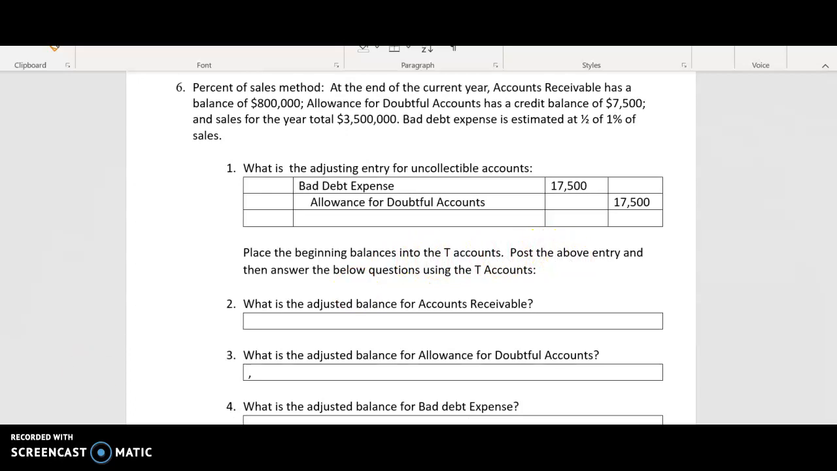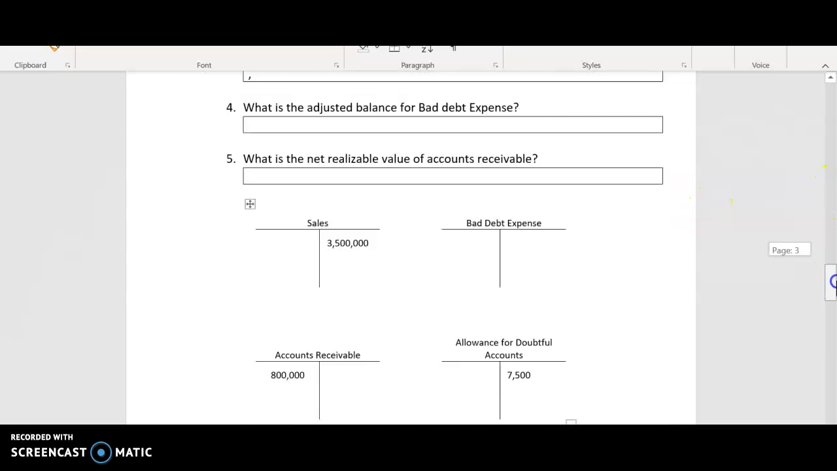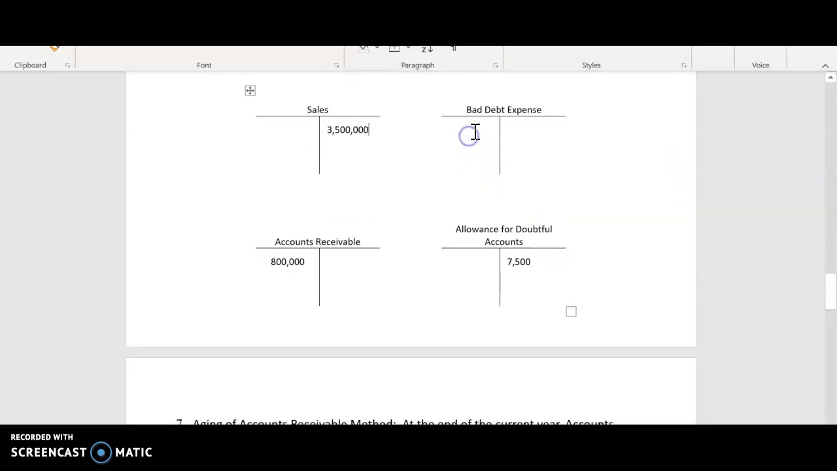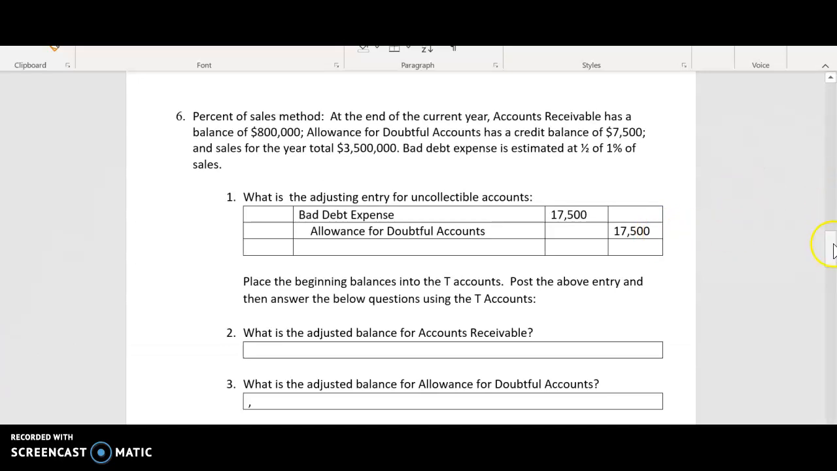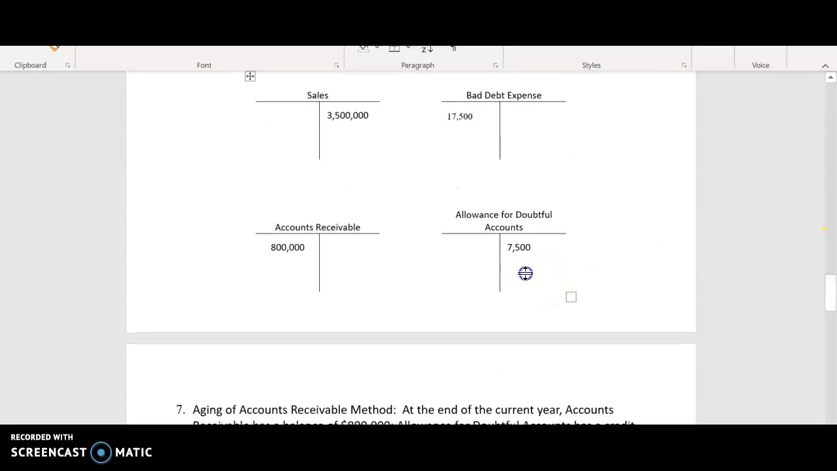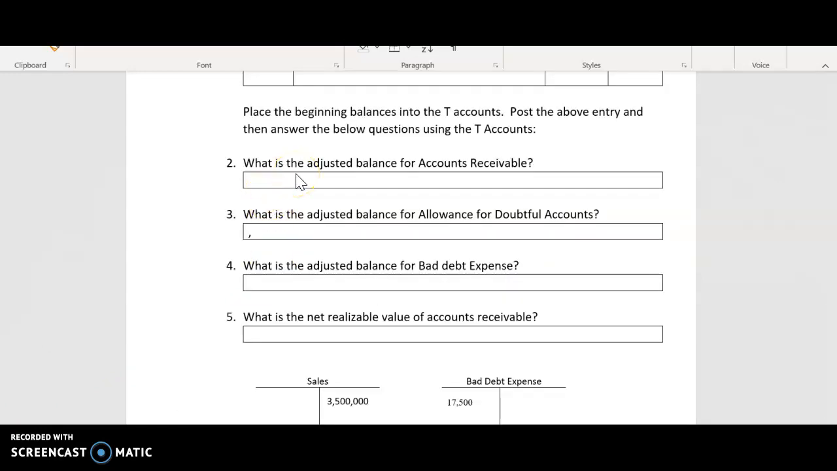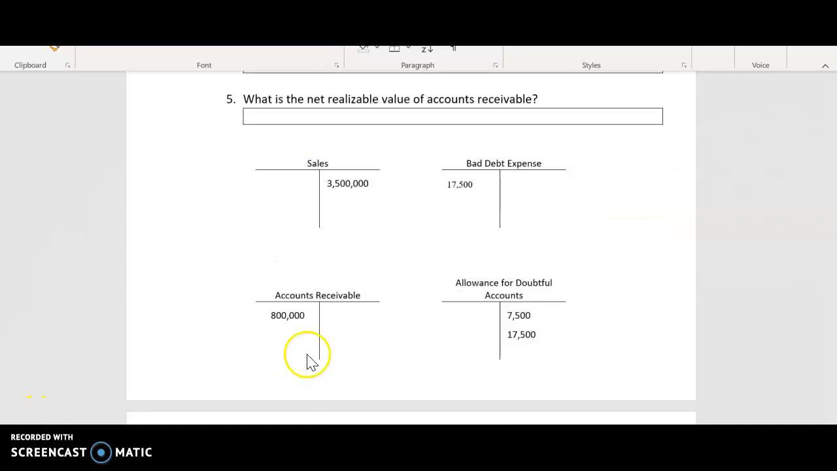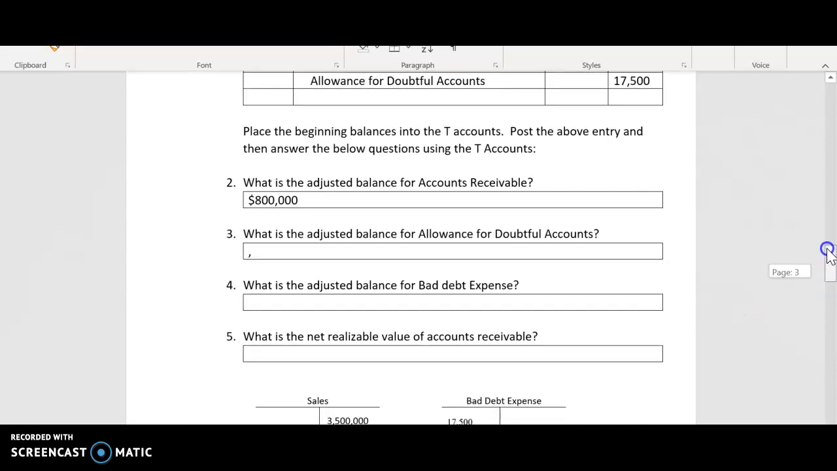Now it says to post the above entry. Posting this means I'm going to be putting it into an account. So bad debt expense would be debited for $17,500, and then allowance for doubtful accounts is credited for $17,500. Now we just have to answer these questions. What is the adjusted balance for accounts receivable? So what's in accounts receivable? $800,000. Then the next question, what is the adjusted balance for allowance for doubtful accounts?